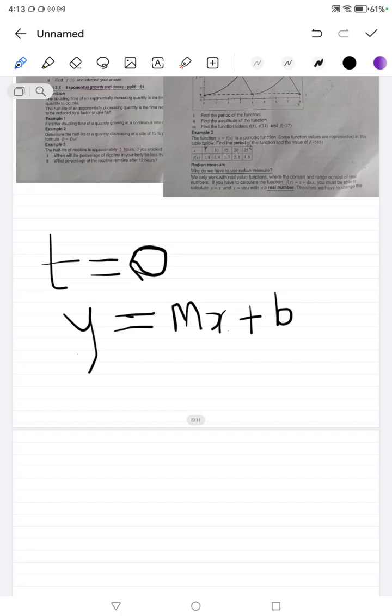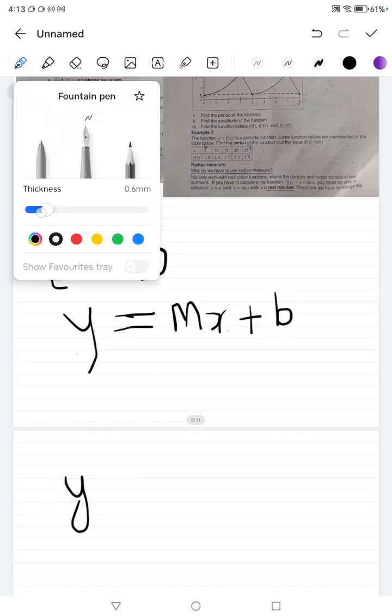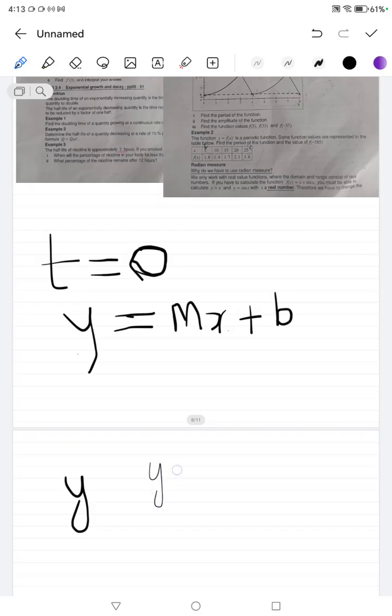Let me try this other stylus, this one. Okay, this one is better.